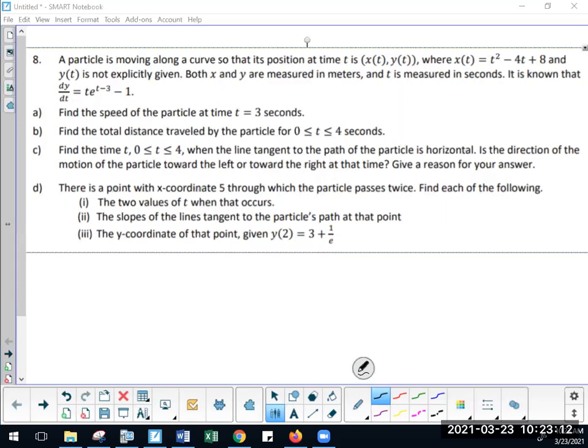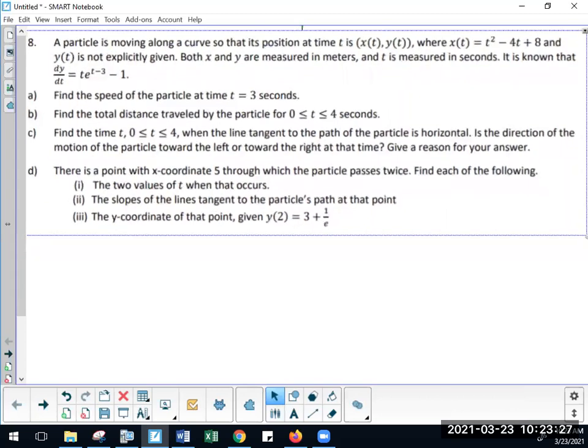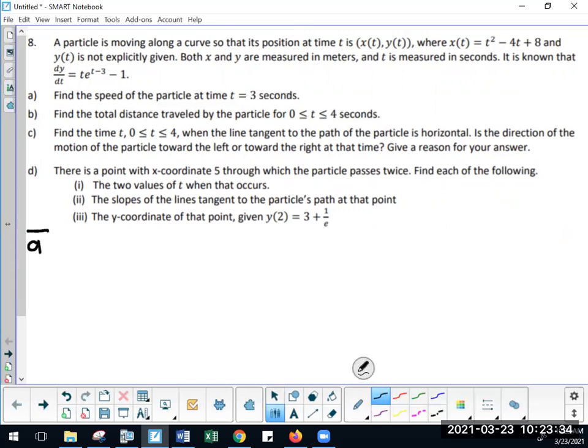So I'm going to assume you've read number 8 and you have some idea of at least what it's talking about here. I'm not going to do all of the parts in detail because a little bit of this I did yesterday, but I am going to address everything here to some degree. So the first thing I'm going to do, not in detail, is part A. That's because I definitely did a speed calculation yesterday with you.